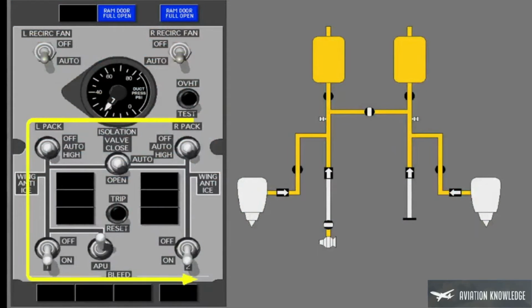Just before takeoff, or when below 10,000 feet, you set the switches for no engine bleed with a letter C pattern on the air conditioning bleed air controls panel. To start, make sure the right pack is in auto. Now close the isolation valve.